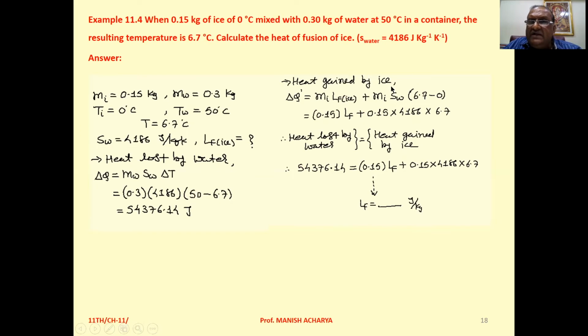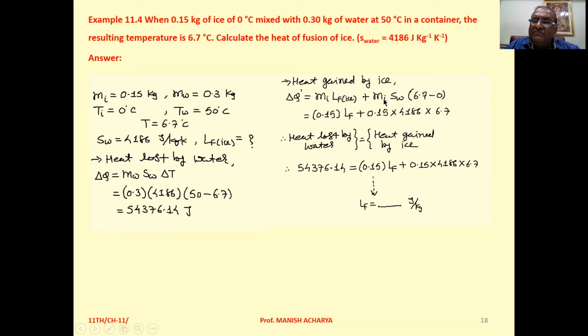So heat gained by ice, suppose delta Q dash. Some part is utilized to melt the ice. So the amount of heat required to melt the ice is mass of ice into latent heat of fusion, plus the remaining part, which is utilized to raise its temperature from 0 to 6.7.